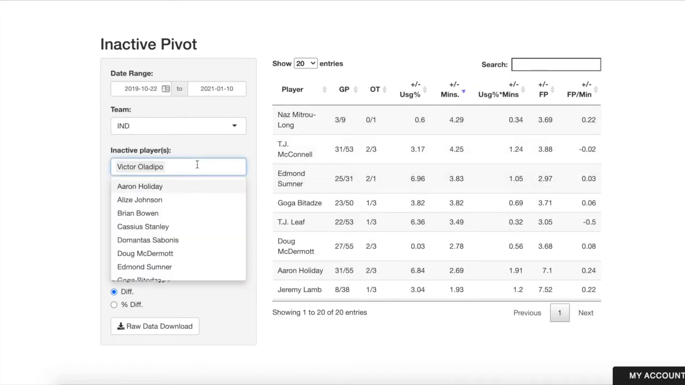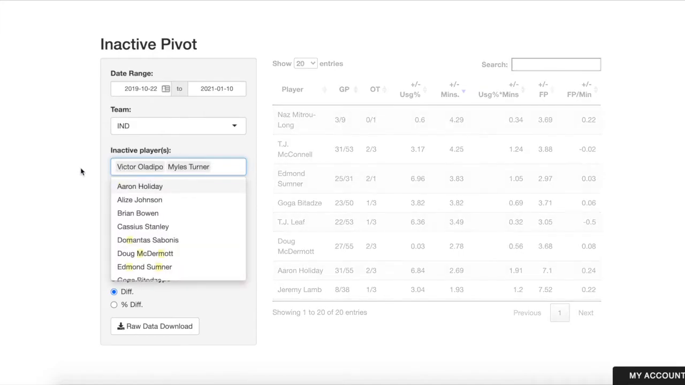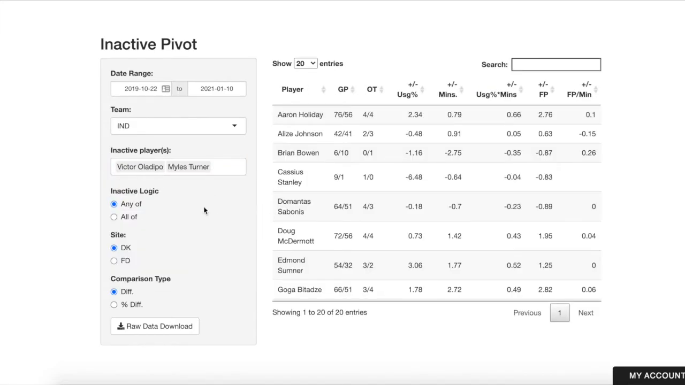You can look at multiple inactive players in really one of two ways.